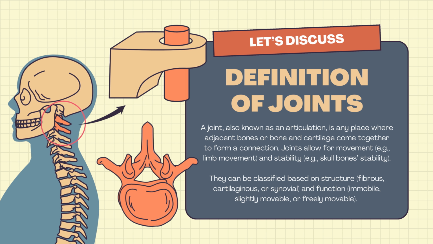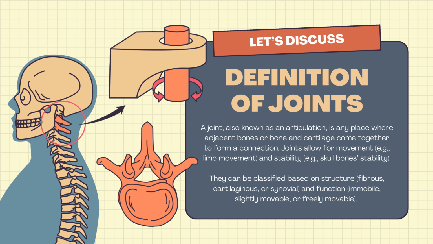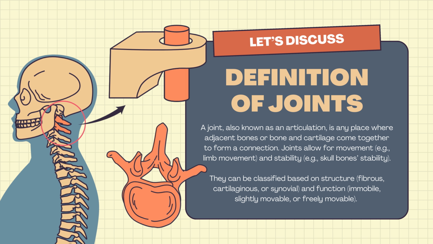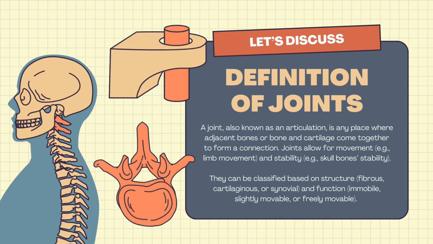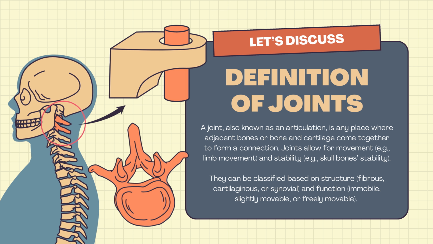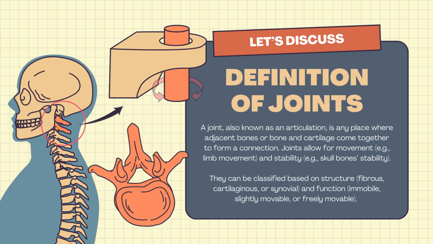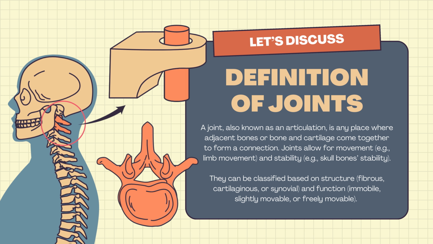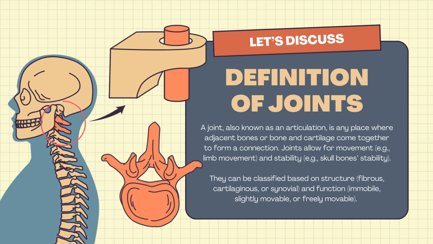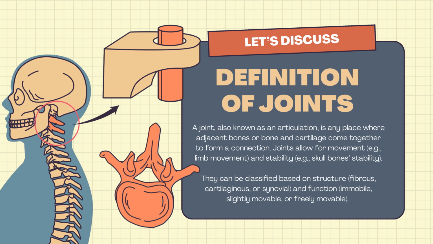A joint, also known as an articulation, is any place where adjacent bones or bone and cartilage come together to form a connection. Joints allow for movement, for example limb movement, and stability, for example skull bone stability. They can be classified based on structure: fibrous, cartilaginous, or synovial, and function: immobile, slightly movable, or freely movable.